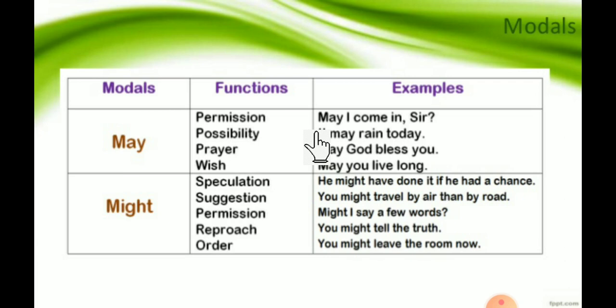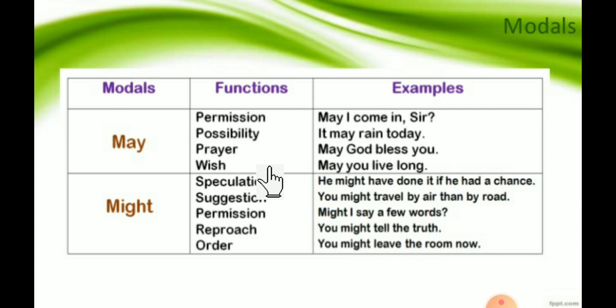Yes. Even for possibility, it may rain today. So there is a possibility. It may rain today or not. Next, prayer. If you want to pray for anybody, you can bless them. May God bless you. Yes, you are blessing like that. Next one, wish. If you have some wish, you can tell somebody, may you live long. So your wish is there. You may live long.